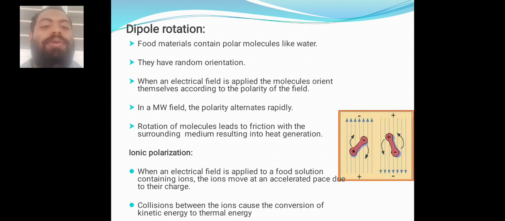Then, ionic polarization. When an electric field is applied to a food solution containing ions, the ions move at an accelerated pace due to their charge. Because of this, collisions happen between the ions, which causes the conversion of kinetic energy into thermal energy. Thus, these are the two principles, dipole rotation and ionic polarization, which happen in microwave processing.